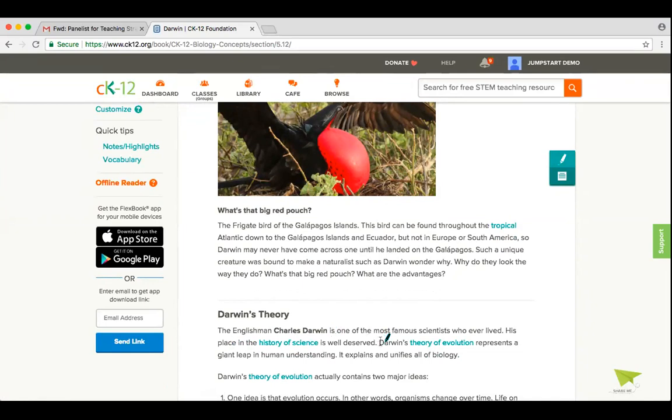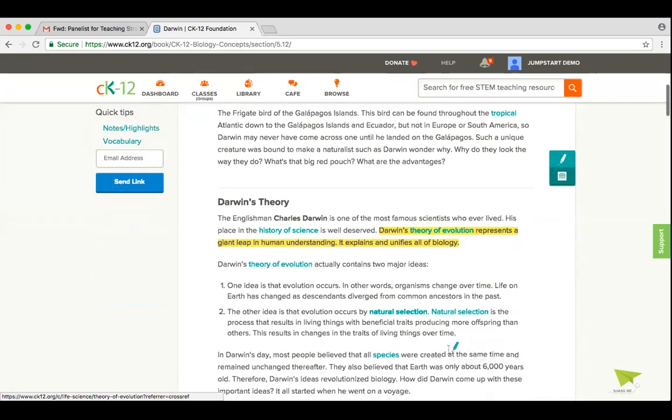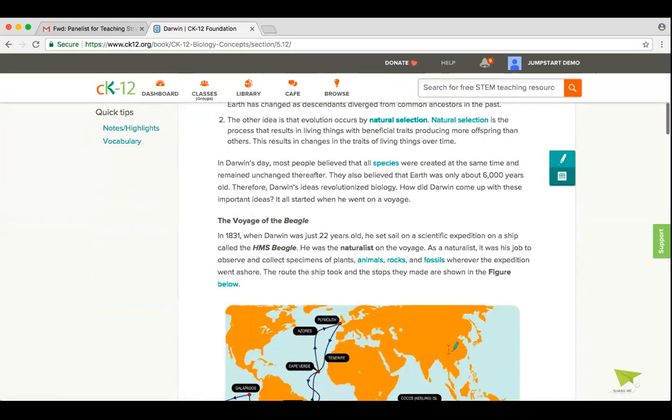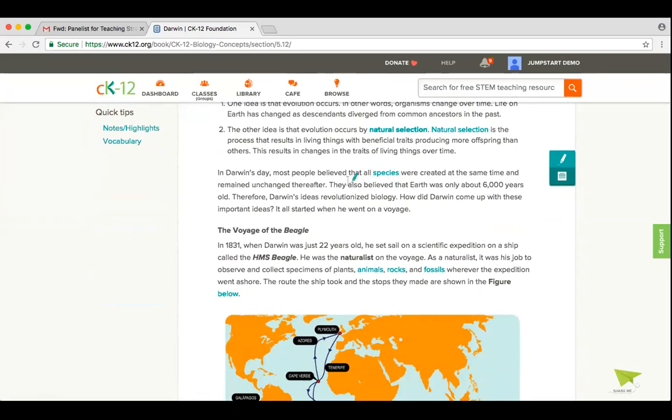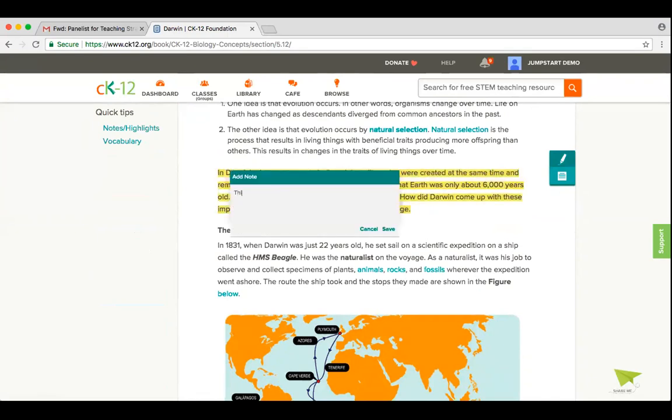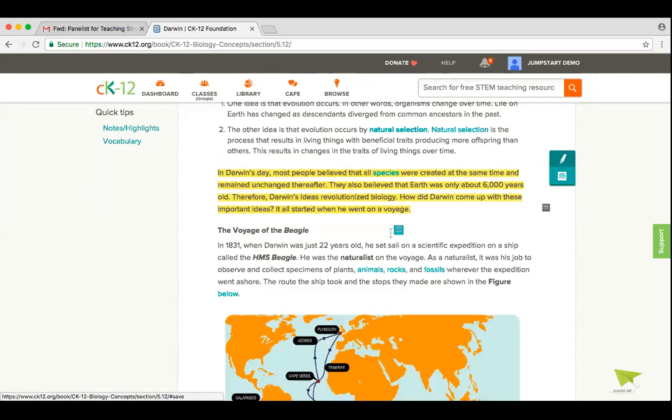Darwin's theory of evolution represents a giant leap in human understanding and explains and unifies all biology. Okay, that's really important to me. And then maybe later, I want the students to summarize something. So I'm gonna go click on the annotation tool, and I highlight the thing I'm gonna summarize. This is a summary of everything that I have just read. And then I could keep typing.